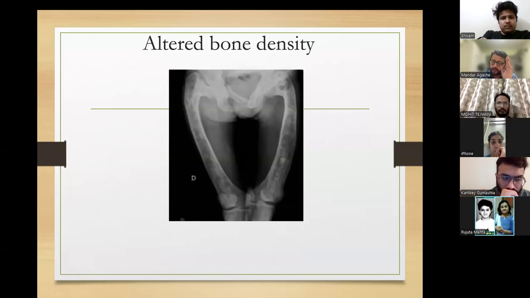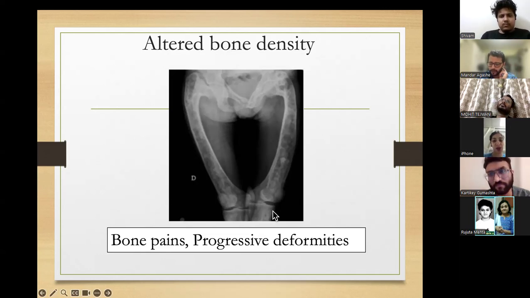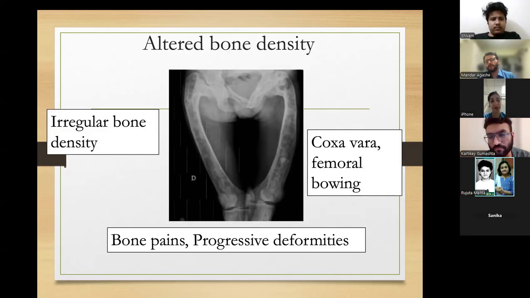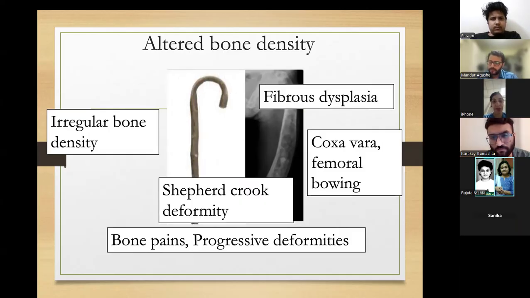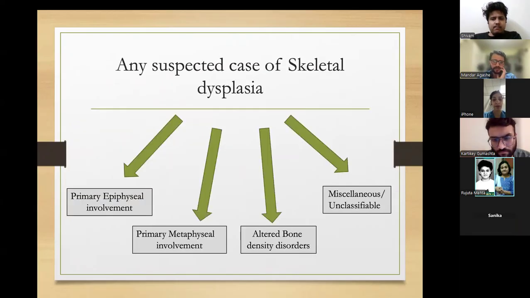And last is altered bone density where it is irregular. So what is this condition? Nandini? Typical deformity with ground glass appearance. Fibrous dysplasia, yeah. So this is typical coxa vara with a Shepherd's crook deformity. This is fibrous dysplasia, which can be monostotic or polyostotic. Even in polyostotic, it can be associated with other endocrinological abnormalities with various syndromes. Again, we deal with this quite commonly, and we need to do some surgeries in some cases.